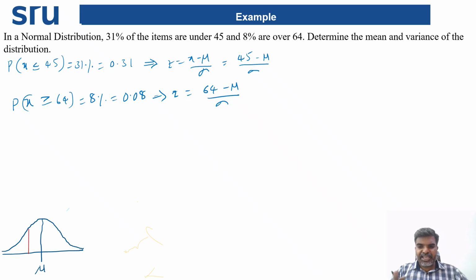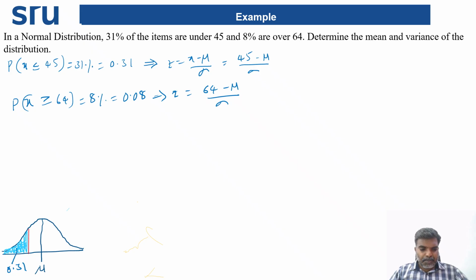Be very careful. If the area is less than 0.5, you have to mark on the left side of the main line. If it is greater than 0.5, we have to consider the area from the right side of the main line. You can see completely we have to consider this area from the left side of the main line. This area is 0.31. Okay, from the table we have to find the corresponding z value.